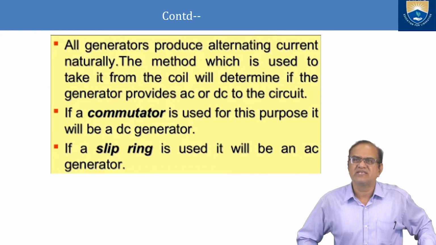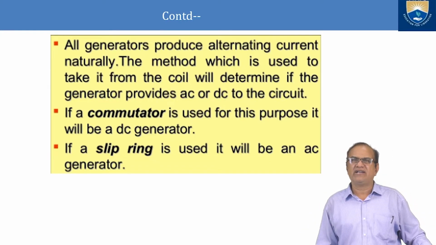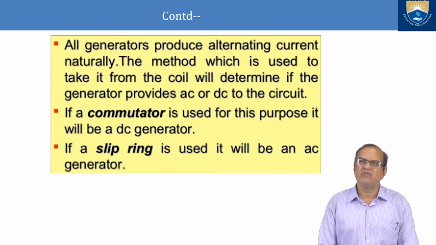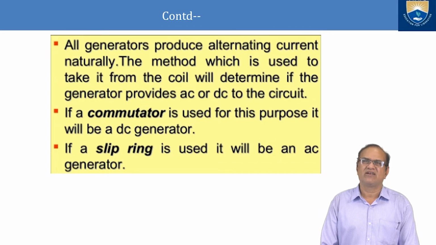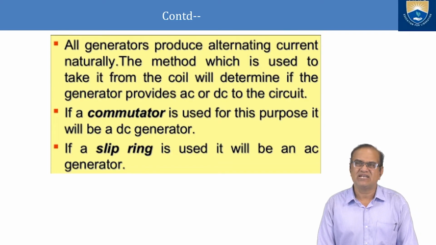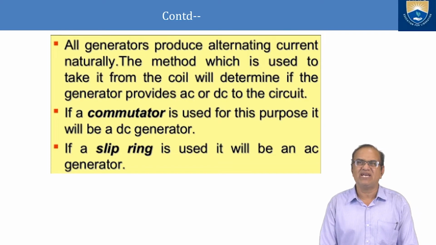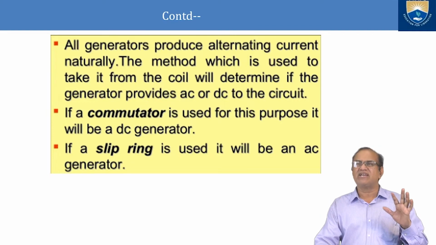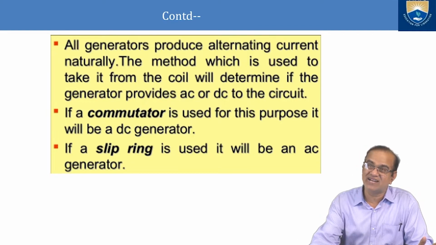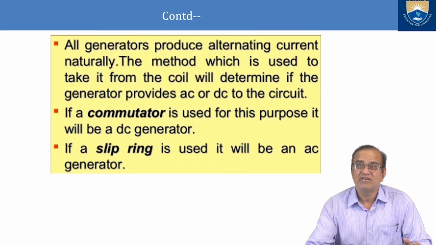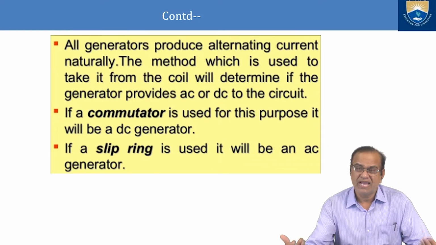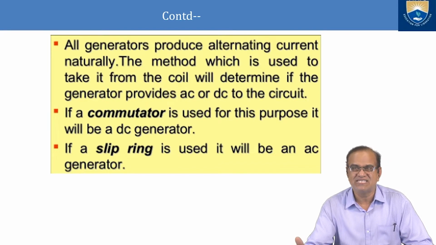All generators produce alternating current naturally. The method used to take it from the coil will determine if the generator provides AC or DC to the circuit. So every generator basically provides alternating current, but what method we use to take out the power will decide whether it is AC or DC to the circuit.